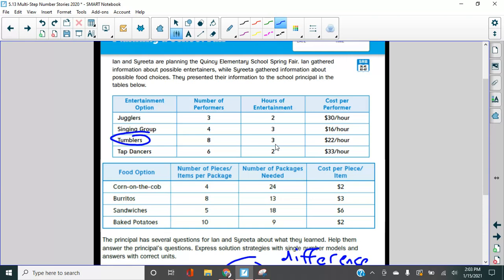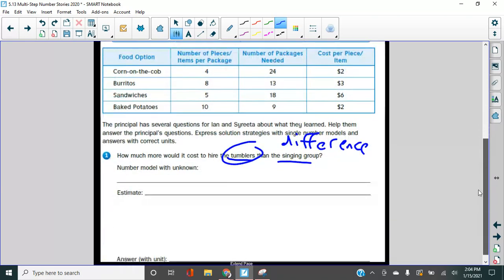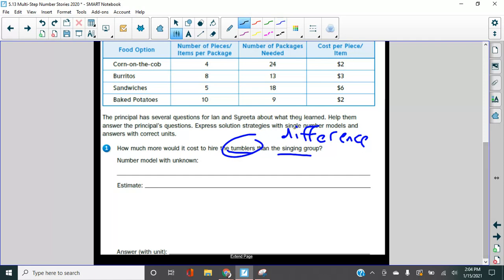Okay, I would start with 22 times 3. There is another way you could go about this, but this is going to be to figure out the cost of one tumbler. So 22 times 3. And as I estimate that, right, 20 times 3 is going to be 60.